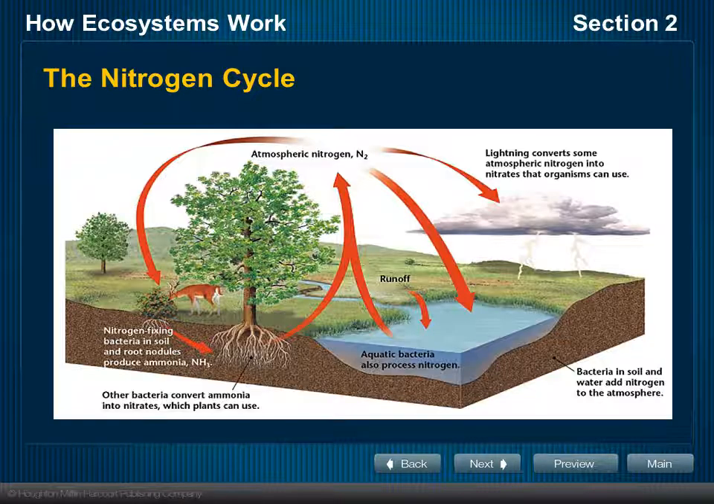As we continue to look at this, we see another diagram that shows, again, multiple different avenues. We have atmospheric nitrogen, and down by the deer, there's nitrogen-fixing bacteria in soil. Root nodules produce ammonia. Other bacteria convert ammonia into nitrates, which the plants can use. Bacteria in soil and water add nitrogen to the atmosphere by giving it off. There's aquatic bacteria that produces nitrogen. There's runoff that brings nitrogen into bodies of water. And then interestingly, lightning converts atmospheric nitrogen into nitrates that organisms can use. But again, multiple entry and exit points within the cycle.